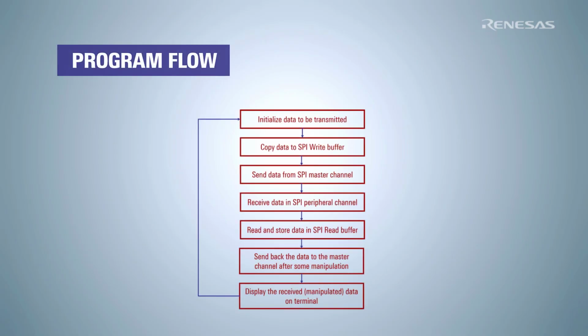In our application, we start by setting up some data that needs to be sent over SPI. We then copy this data into the SPI write buffer and send it through the master channel. The slave channel receives the data and stores it. After that, we make some changes to the received data, such as adding a constant value. Then we send the modified data back to the master channel and display it on the terminal.